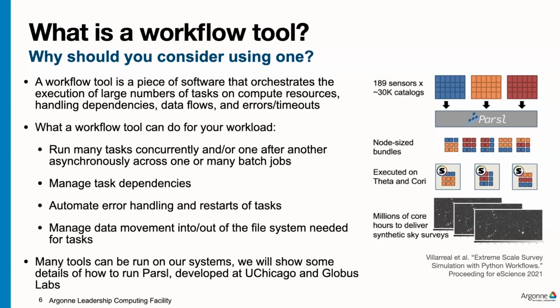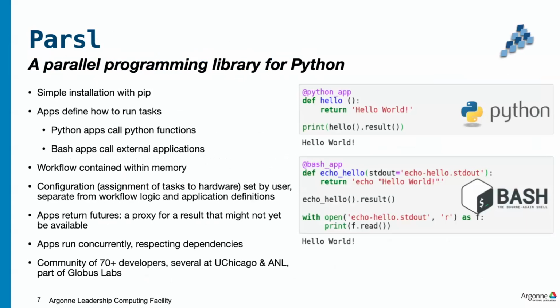I'm going to focus today in this talk on a tool called Parsl, which is developed at U Chicago and Globus Labs, and it's a tool that's been very successful running on our machines. It has been involved in Gordon Bell efforts, things of that nature. On the right here is an example from a paper that was using Parsl to create synthetic sky images for a telescope survey testing. So let's shift gears and talk a little bit about Parsl.